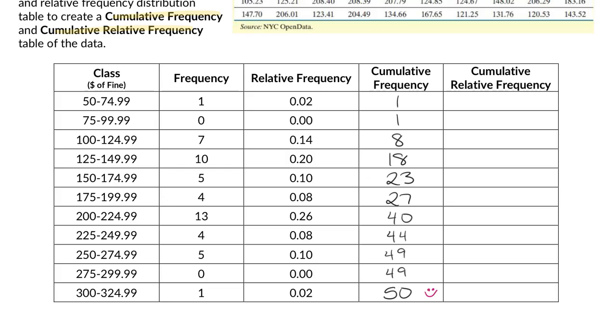Now it follows that if cumulative frequency was just adding up the frequencies as you go down the table, what do you think cumulative relative frequency is? Adding up the relative frequency. Literally correct. So this is going to be 0.02, 0.02, 0.16. Do we see how this is working? Same exact way. We're telling you the proportion of the fines that were that value or less, because we're adding up the frequencies.